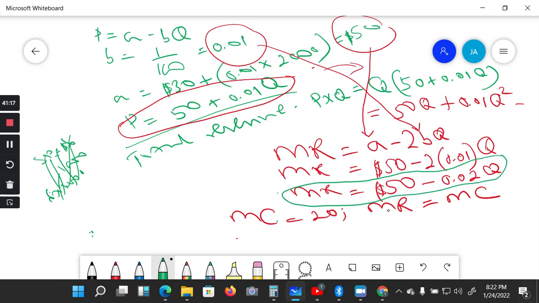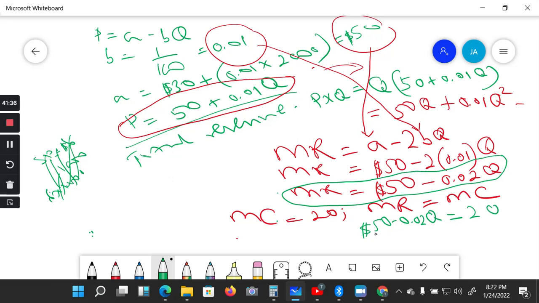Okay, so we substitute MR with these figures. So MR, that's 50 minus 0.02 Q, should equal 20, because MC is 20. Let's substitute MC with 20.